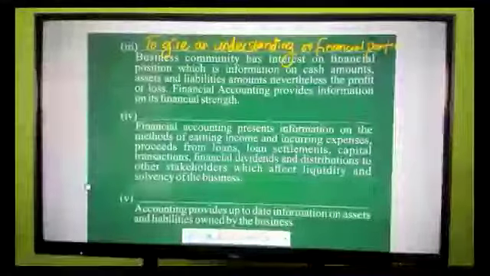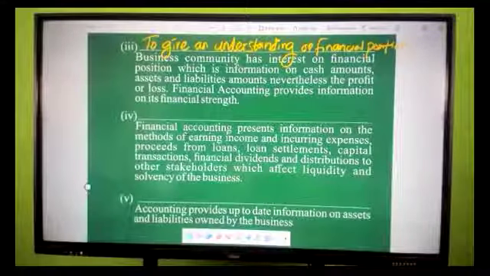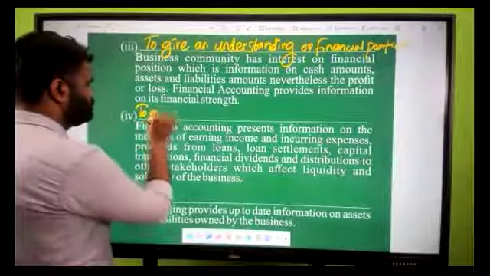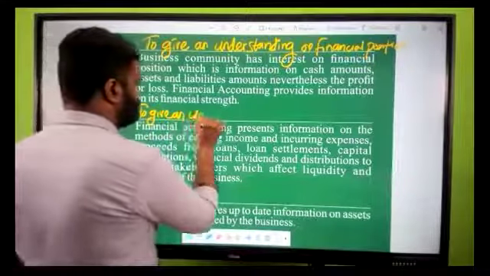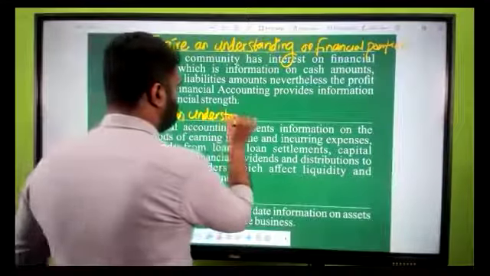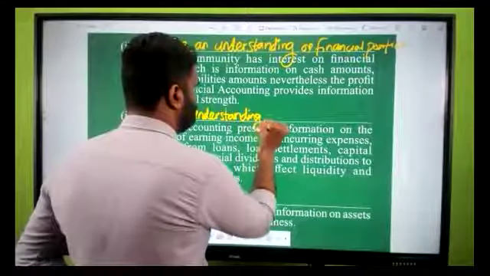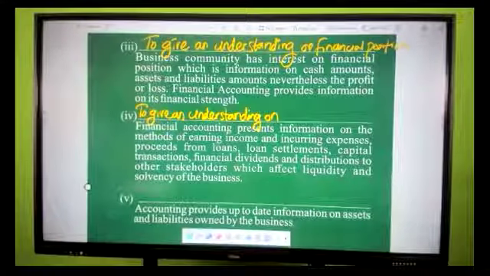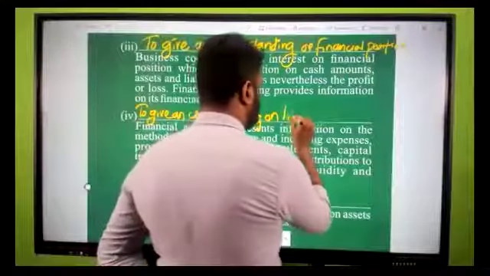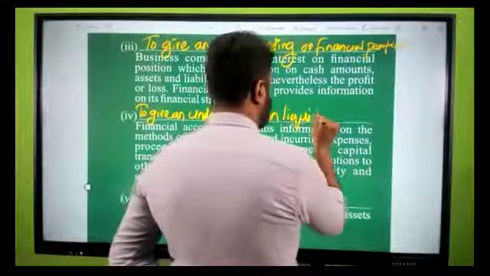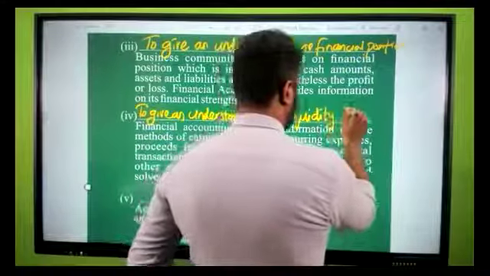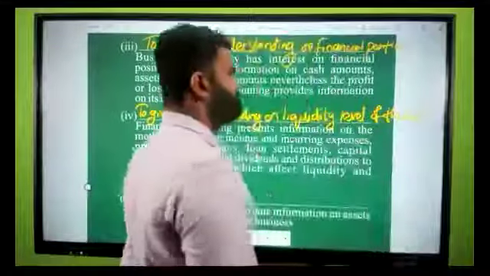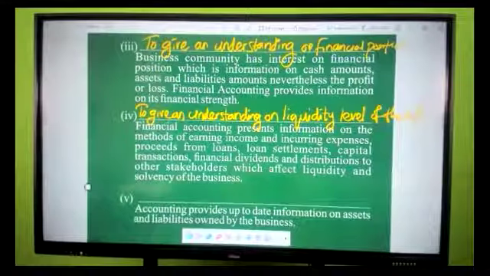Okay, number four. To give an understanding on the liquidity level of the business.